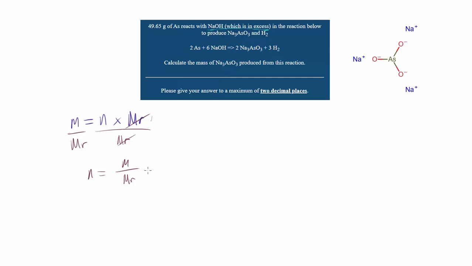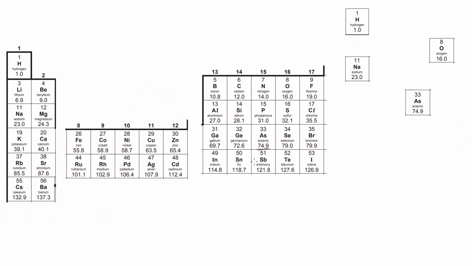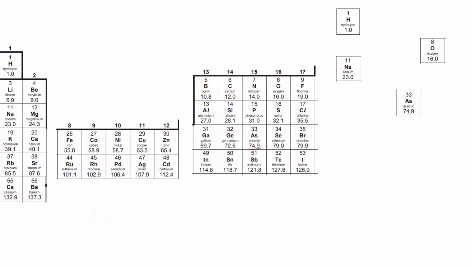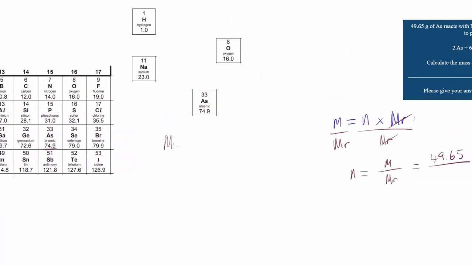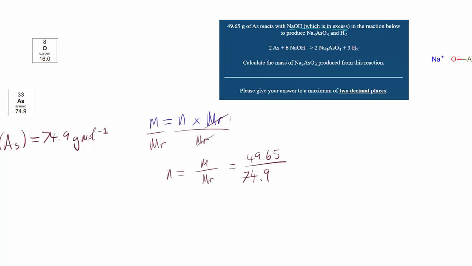So when we apply this to arsenic, we've got the 49.65 grams, so that would be equal to 49.65 divided by the molar mass of arsenic, which we can find from the periodic table. So we're going to look over there. You can see arsenic is here. The relative atomic mass is 74.9, so the Mr of arsenic, which is just elemental arsenic, is 74.9 grams per mole, right? So this is the molar mass. If we insert that into the equation we just started, 74.9, that's going to give us our moles.